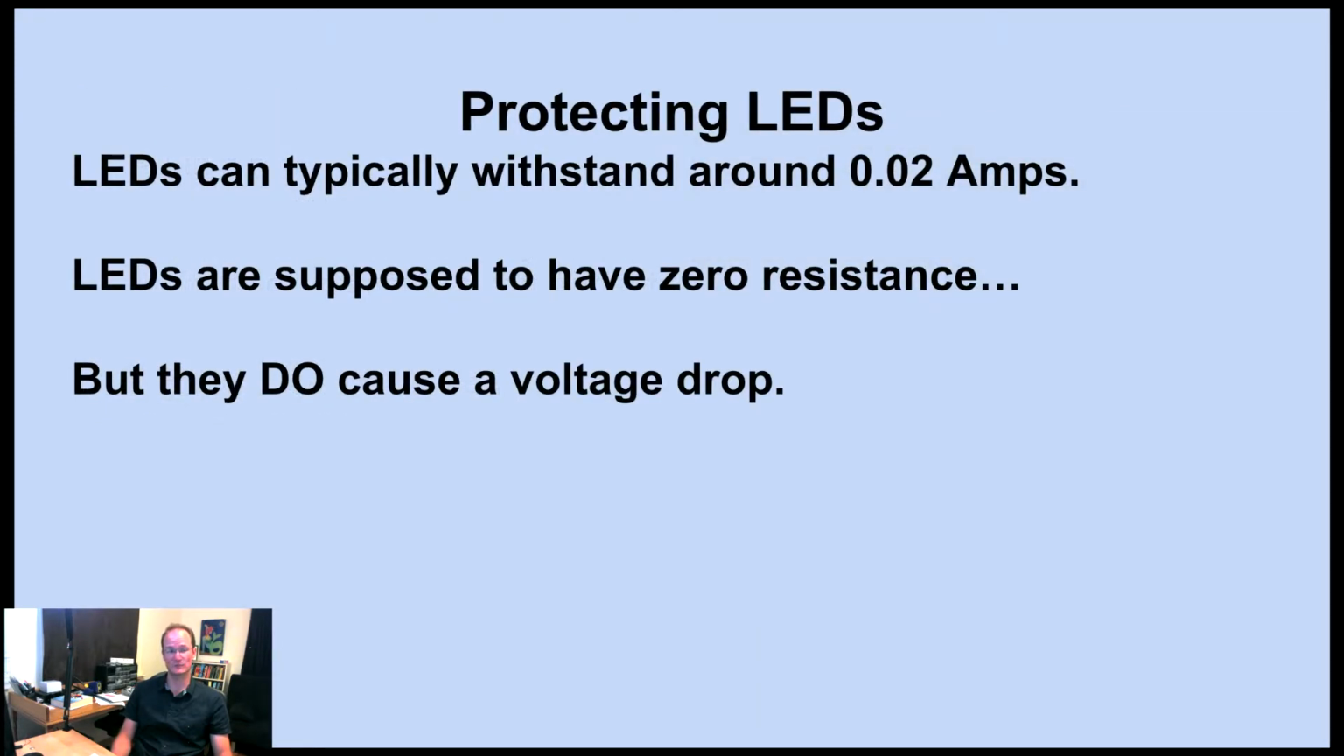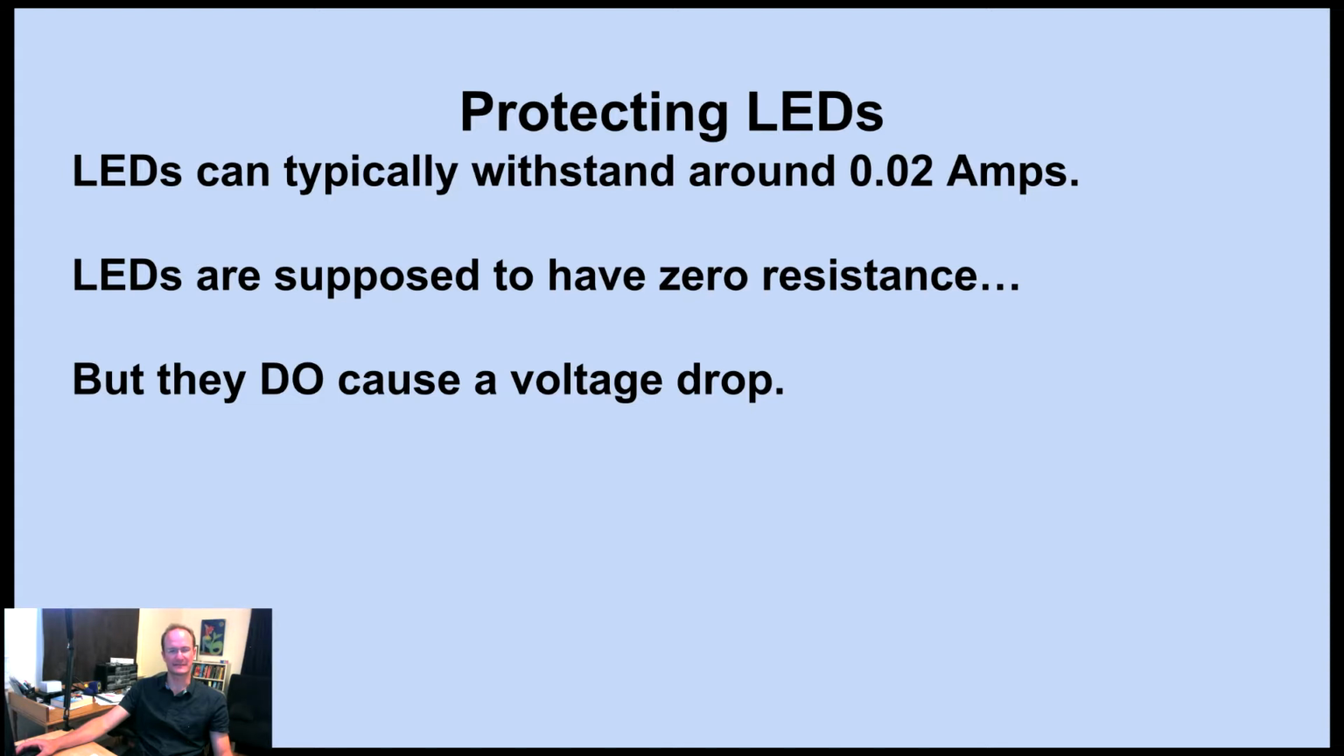Now, most LEDs can withstand around 0.02 amps or 20 milliamps. They're supposed to have 0 resistance where if you're below a certain voltage, they're off and they have infinity resistance. If you're above a certain voltage, they're on and the resistance goes to 0. They don't really work like that, but we can treat them like they do to some extent. Now, the important thing about an LED is that even though they don't have very much resistance when they're on, they will cause the voltage to just drop by a certain amount. And I don't expect you to understand what I mean without working through some examples first.